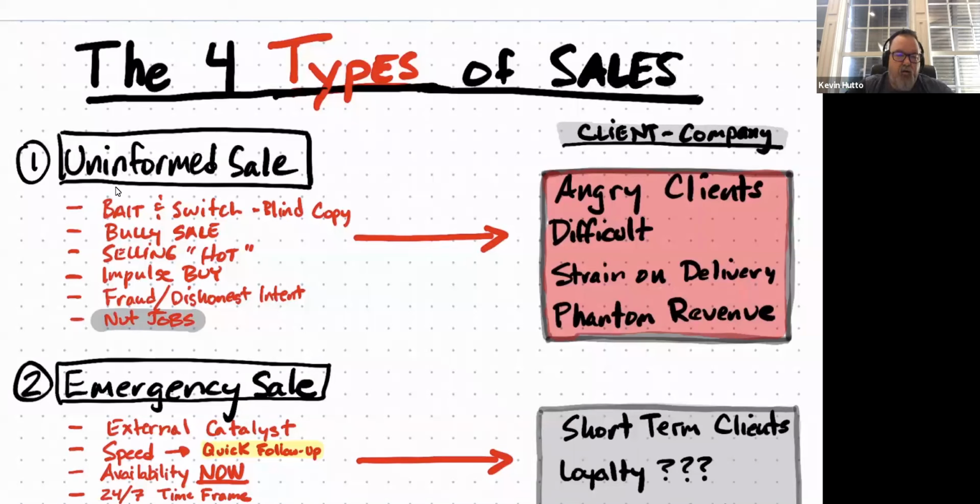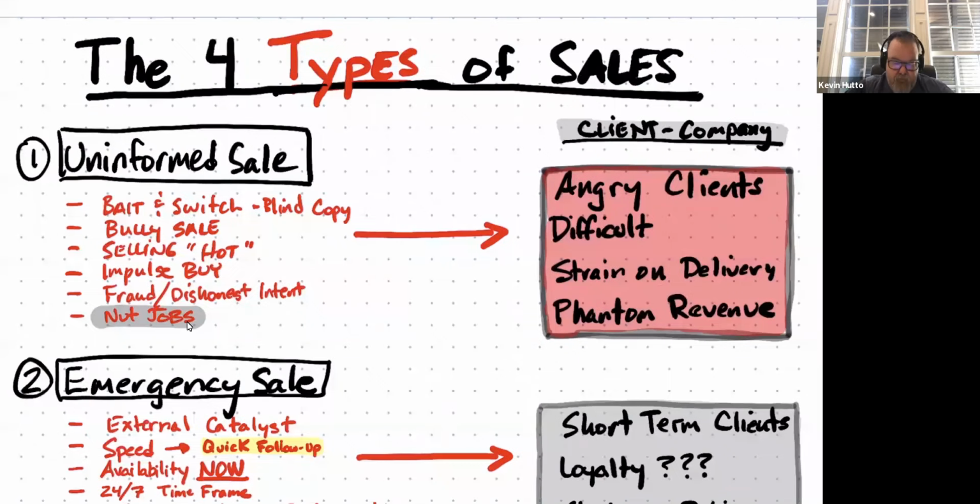And then the last group of people in uninformed sales are just nut jobs. You have weird people out there who buy stuff and are just crazy as a shithouse rat, as they say in the South. So what you get from all this is angry clients, difficult clients. It puts a strain on your delivery, and it creates a thing that I call phantom revenue. You think that you have this revenue in your business, but it always ends up not sticking with you, either through chargebacks, refunds, or lost profitability based on the time that you have to spend appeasing these clients. So you end up without the actual reward for selling them. So uninformed sales, as you can imagine, are not recommended.